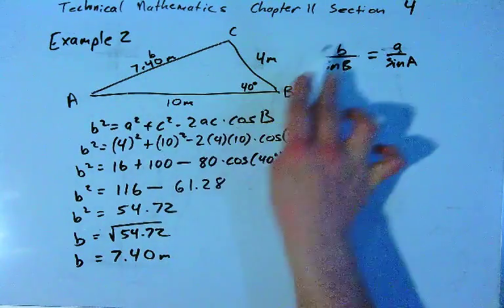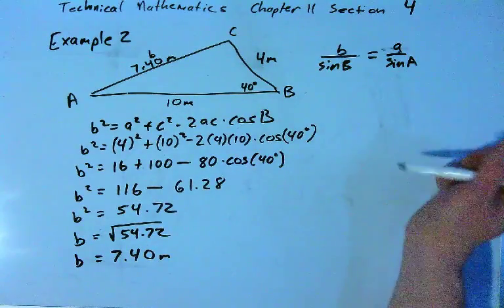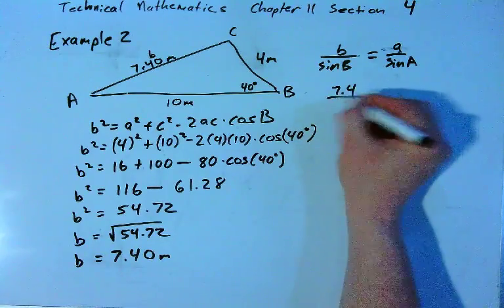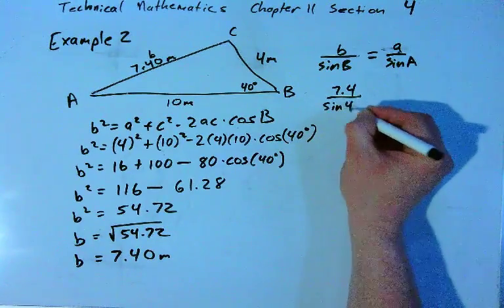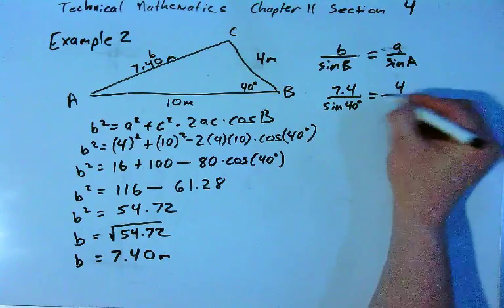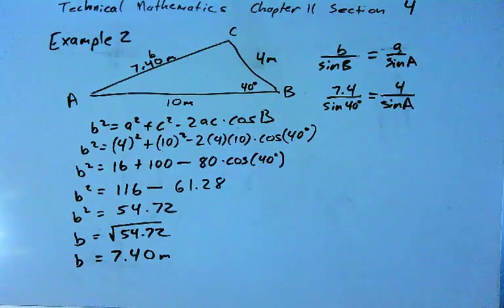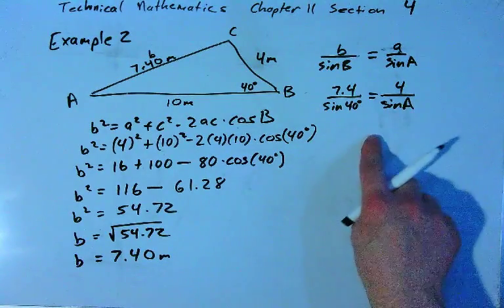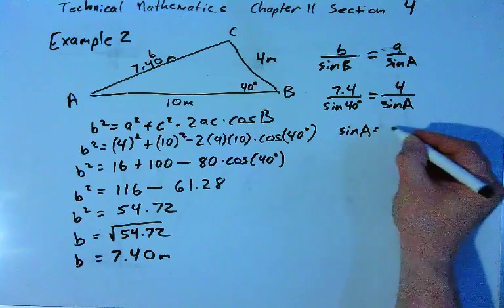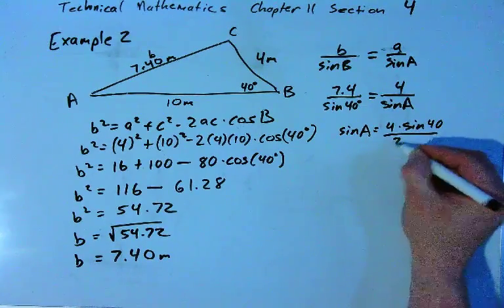So I know B and its angle. I'm looking for angle A, but I know its opposite side, so this is the form of the law of sines that I'm using. B is 7.4. Angle B is 40 degrees. And this will be equal to A, which is 4 meters, divided by the sine of A, which is the angle that I'm looking for. And so we will cross multiply and divide. We will get sine of A is equal to 4 times the sine of 40 divided by 7.4.